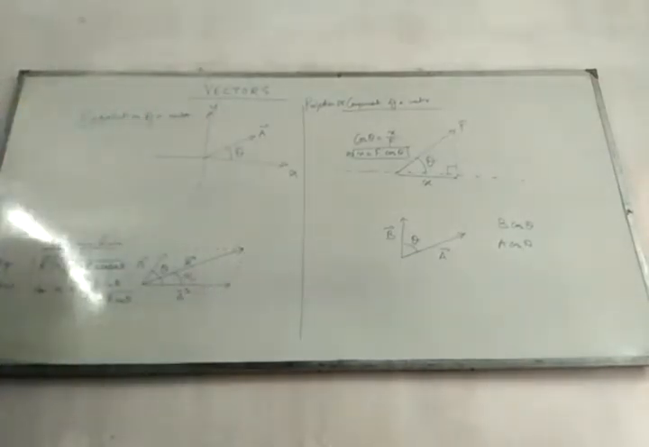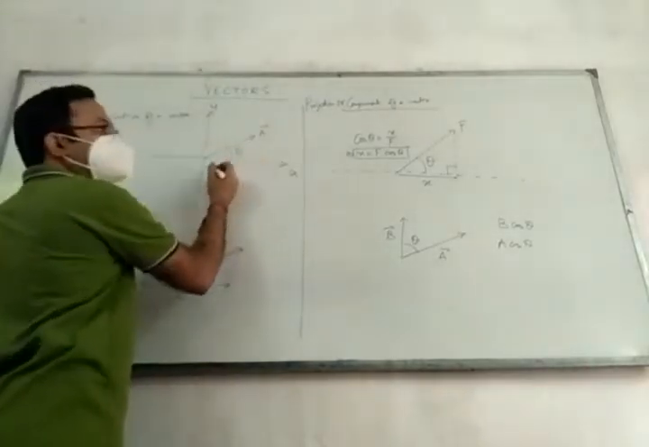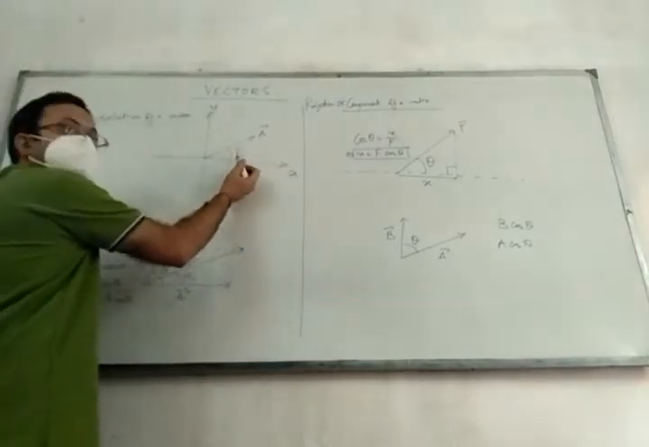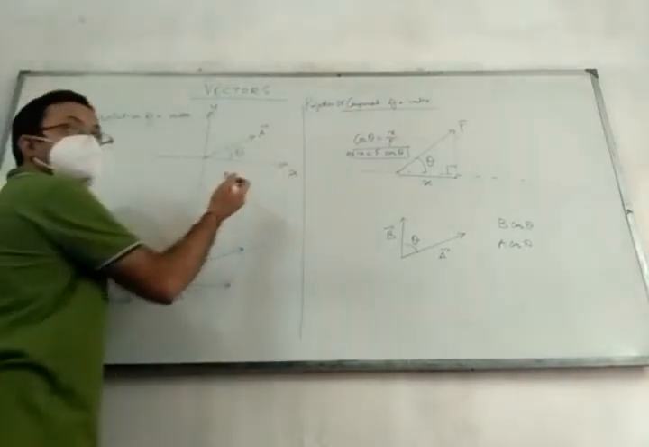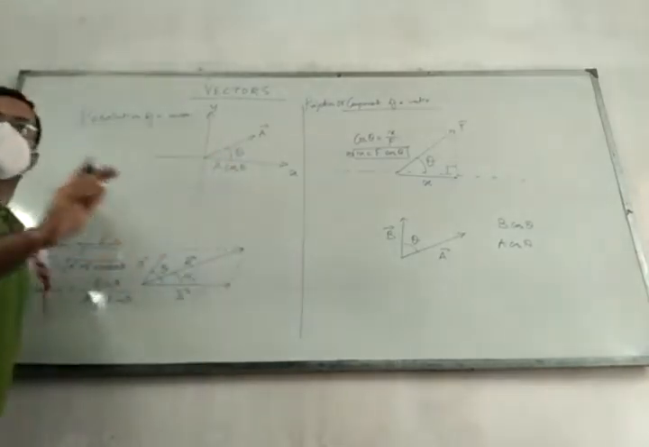Resolution of a vector. Resolution is breaking a vector up into its components. Let's say how much angle does it make with the x-axis? Theta. So what is the component of A along the x-axis? Simple. A cos theta. और कुछ देखने का जरूरत नहीं.